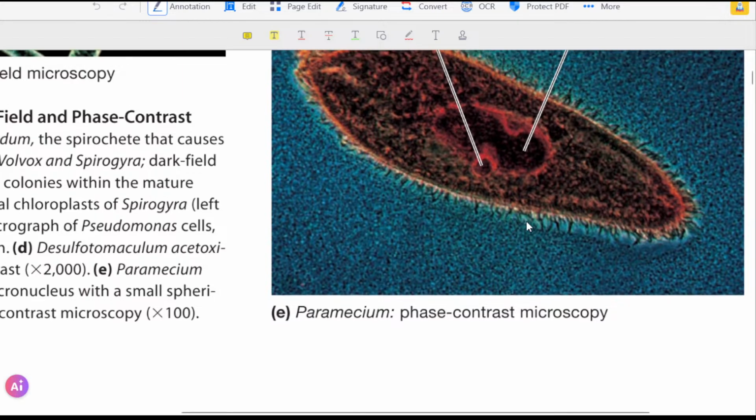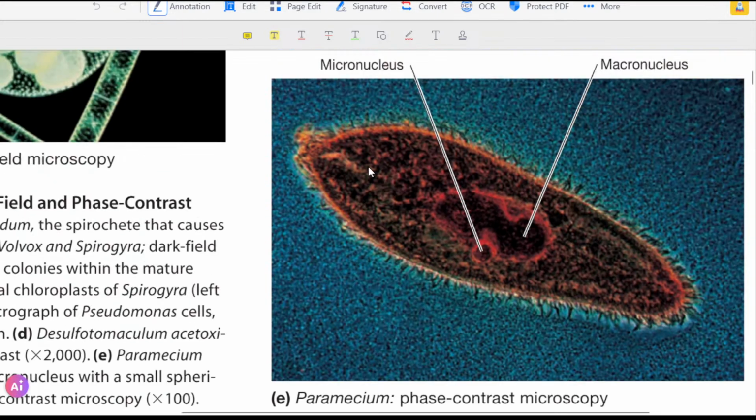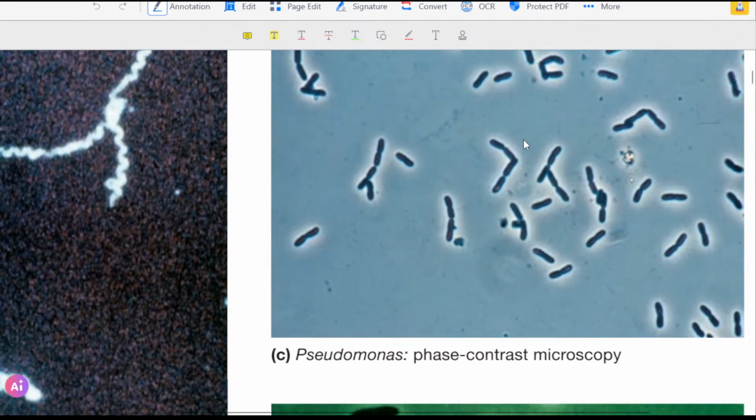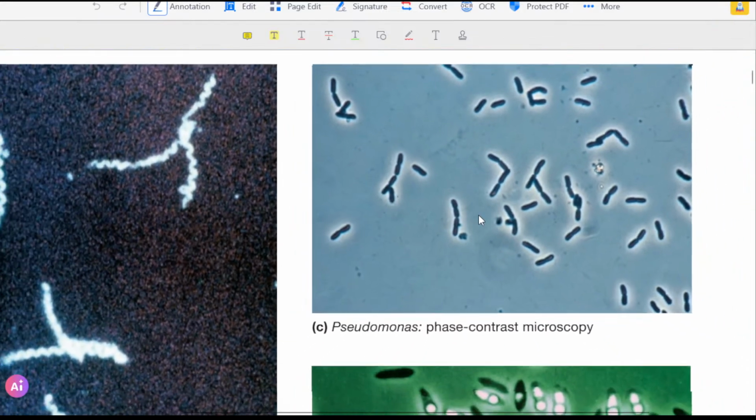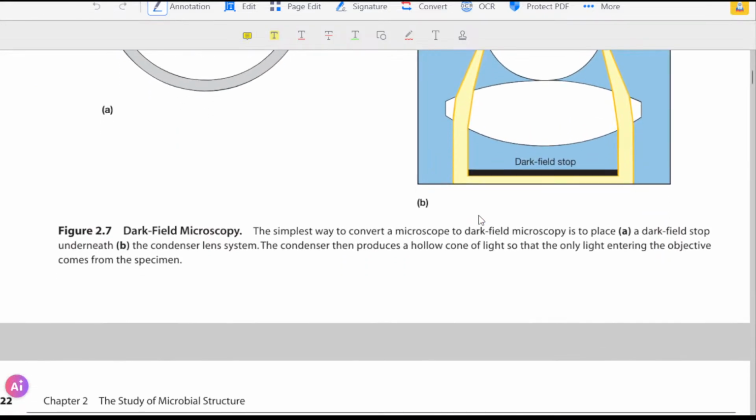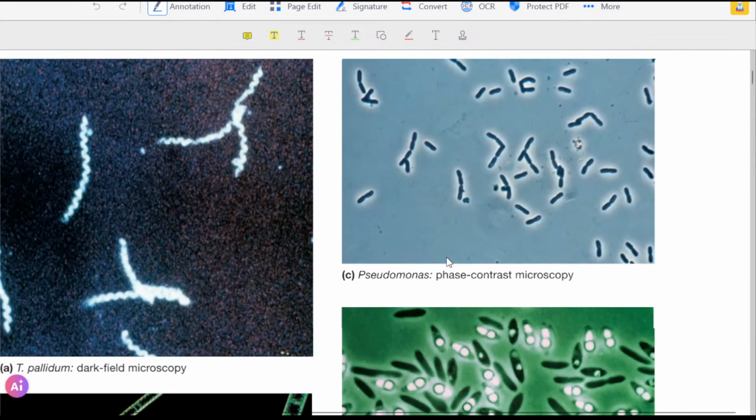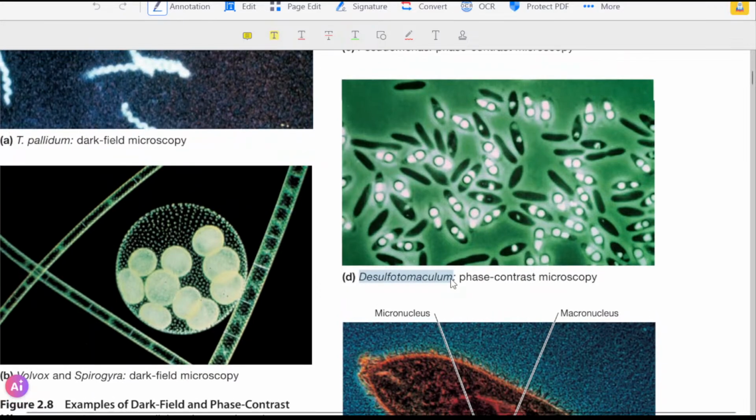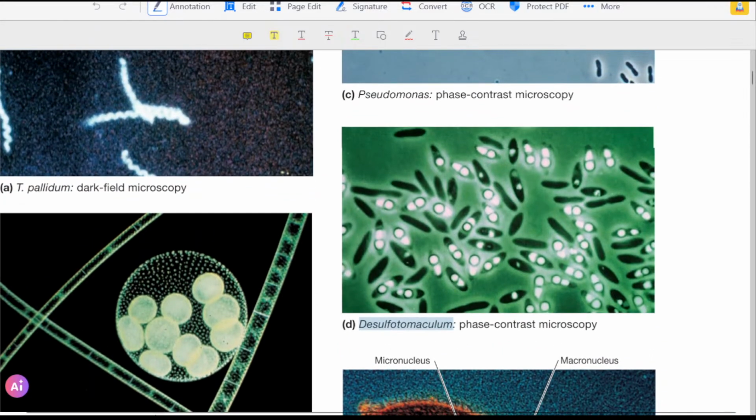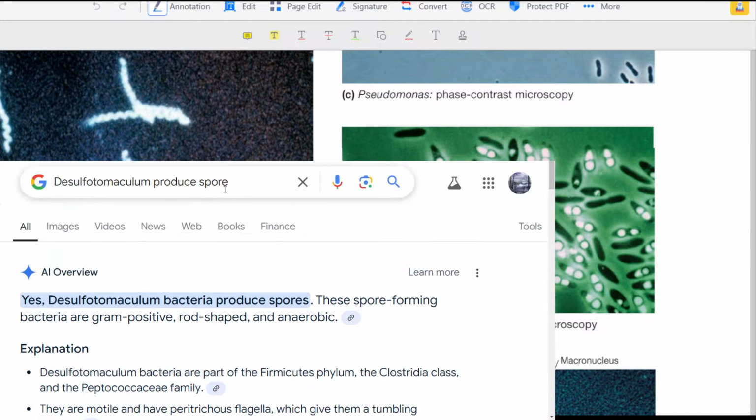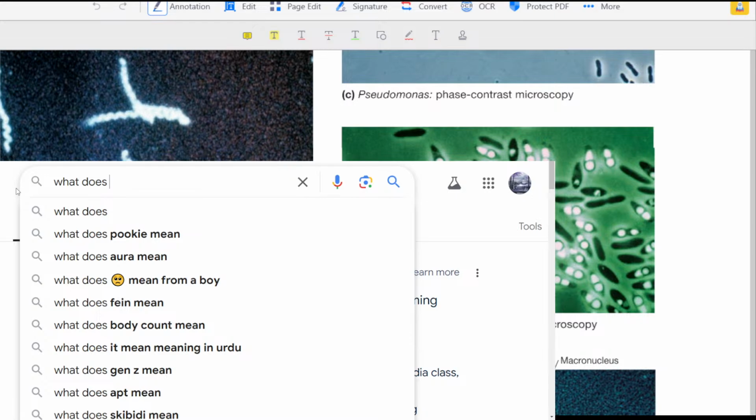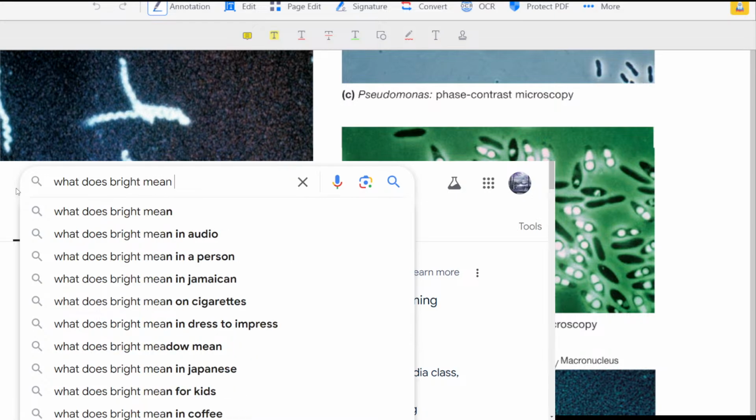And this is phase contrast microscopy. Again, the background is dark. Wait, didn't we say that the background should be bright? What do they mean by bright actually? This is blue, this is green, and this is blue as well. Didn't they mean transparent? What does bright mean in phase?